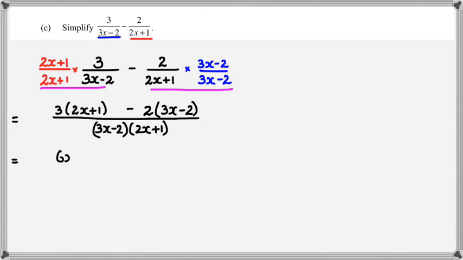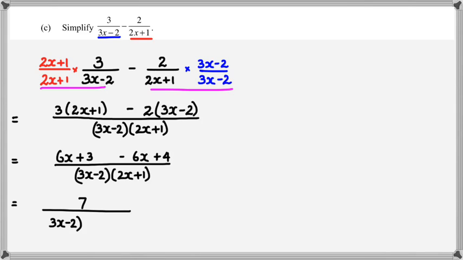Okay, so at this point, you've got to simplify the numerator. With the numerator, 3 times 2x is 6x, 3 times 1 is 3, negative 2 times 3x is negative 6x, negative 2 times negative 2 is positive 4. And that whole thing is divided by whatever is in the denominator. So simplifying this, we're going to get 7 over (3x minus 2)(2x plus 1).